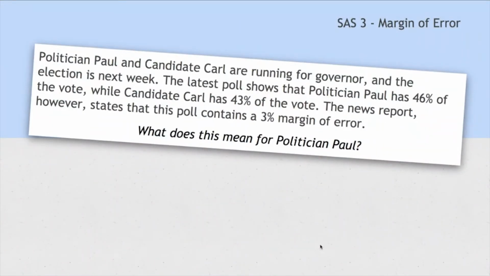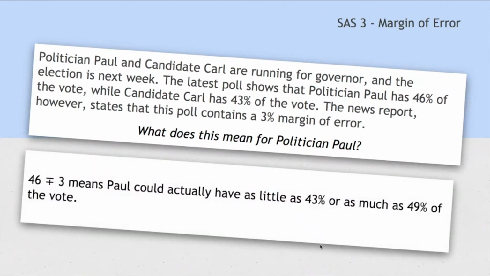Politician Paul and candidate Carl are running for governor, and the election is next week. Now, the latest poll shows that politician Paul has 46% of the vote, while candidate Carl has 43% of the vote. The news report, however, states that the poll contains a 3% margin of error. Now, 3% means that it's plus or minus 3%. What does this mean for politician Paul? Well, politician Paul has 46%, so we're going to add 3% and subtract 3% from his poll results. So he should get as little as 43% or as much as 49% of the vote.